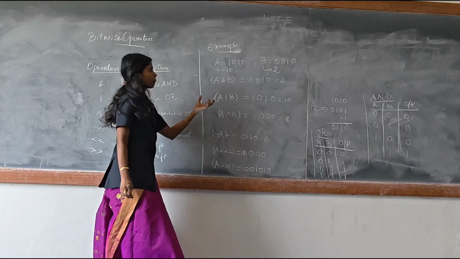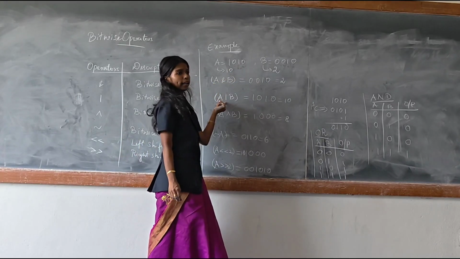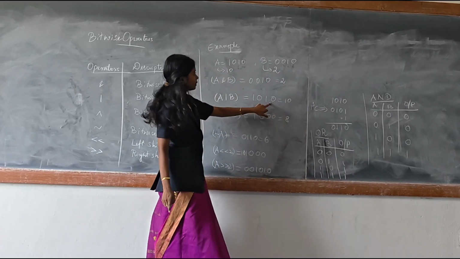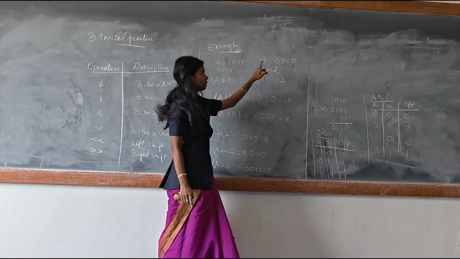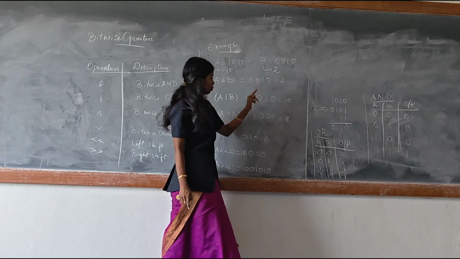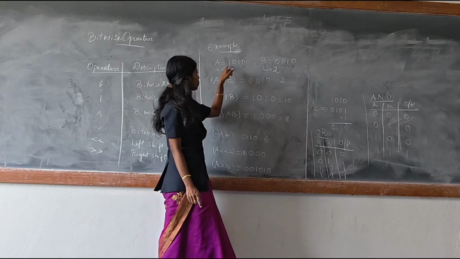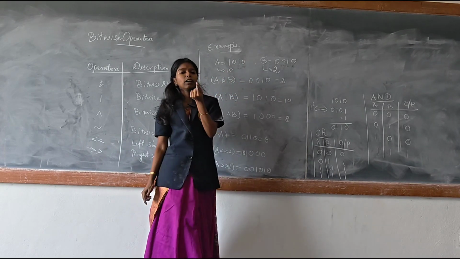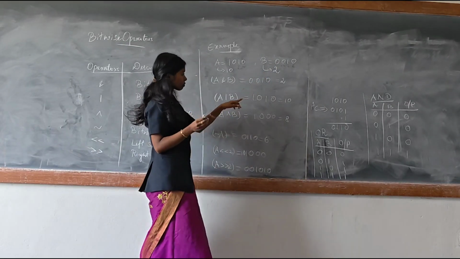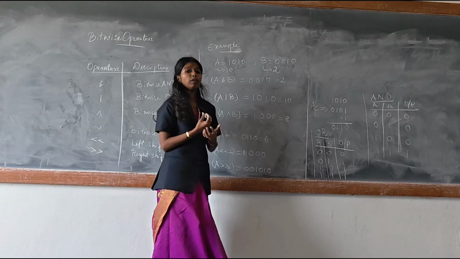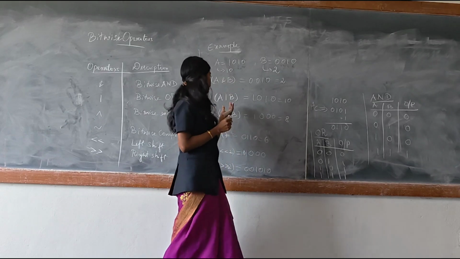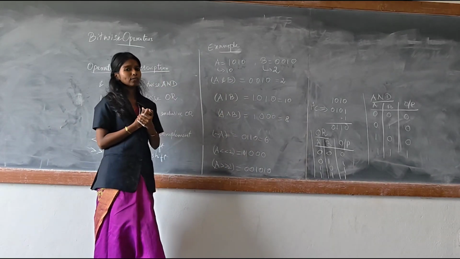Here I have done a bitwise OR. First, both the inputs are 0, so we get 0. The first input is 1 and the second input is also 1, so we get 1. Here 0 and 0, so we get 0. Here a's first bit is 1 and b's first bit is 0, so we get 1. So 1010 in binary is 10 in decimal. So we get the output of a bitwise OR as 10.